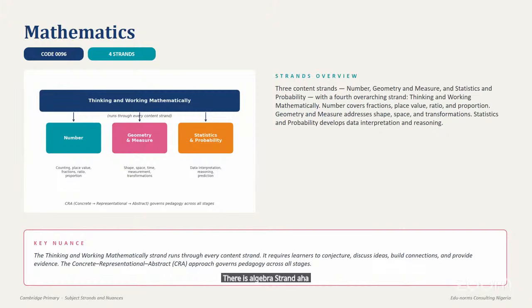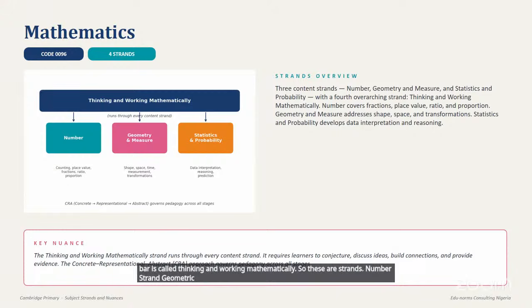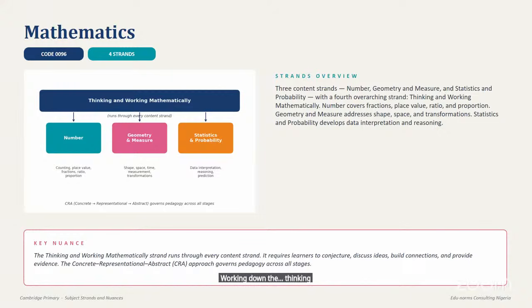There's also that one in the blue bar. It's called thinking and working mathematically. So these are the strands: number strand, geometry and measure strand, handling data strand, probability strand, and thinking and working mathematically strand. There are 6 strands of mathematics. Now, you will see what numbers are.